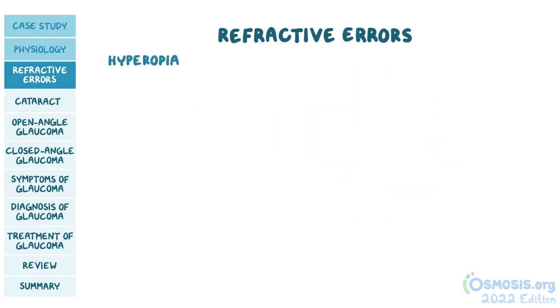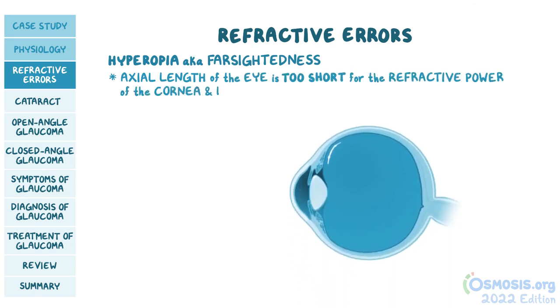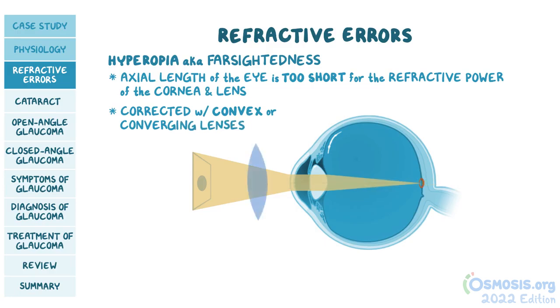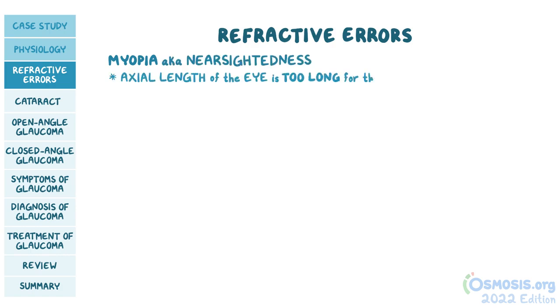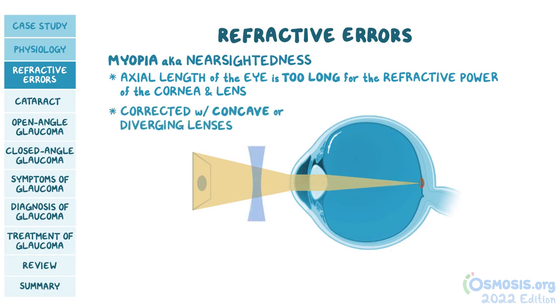In hyperopia, also known as farsightedness, the axial length of the eye is too short for the refractive power of the cornea and lens, so light ends up focusing behind the retina. Hyperopia can be corrected with convex or converging lenses. In myopia, also known as nearsightedness, the axial length of the eye is too long for the refractive power of the cornea and lens, so the light focuses in front of the retina. Myopia can be corrected with concave or diverging lenses.